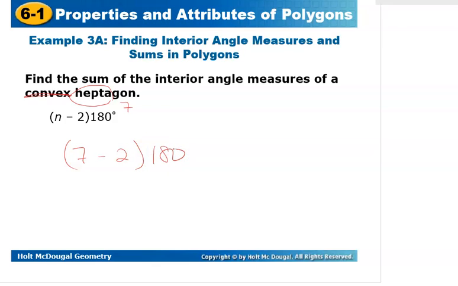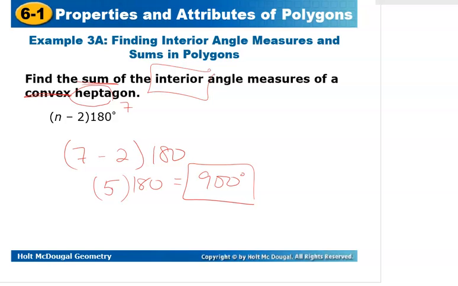So then I have 7 minus 2 times 180. So 7 minus 2 is 5. And I times that by 180. And I get 900 degrees. And it just asked for the sum. So 900 degrees is my answer. Okay, if you like plugging into formulas, this is your thing. Okay, and pay attention to the fact that we said interior angles, because we will be talking about exterior angles in a little bit. But interior angles, this is your formula.